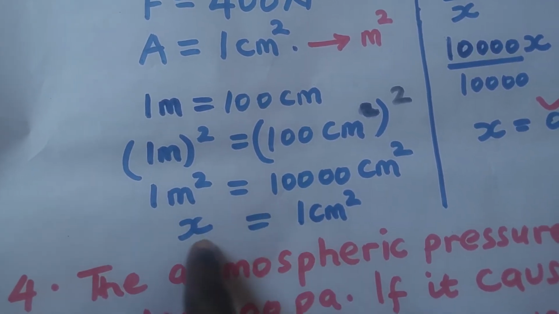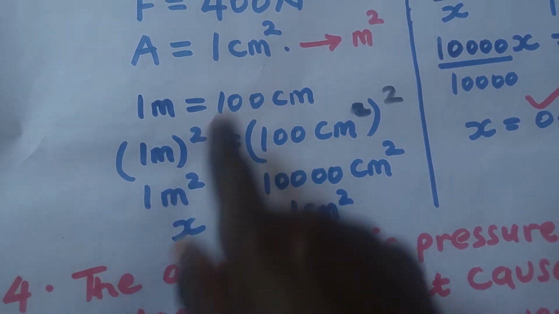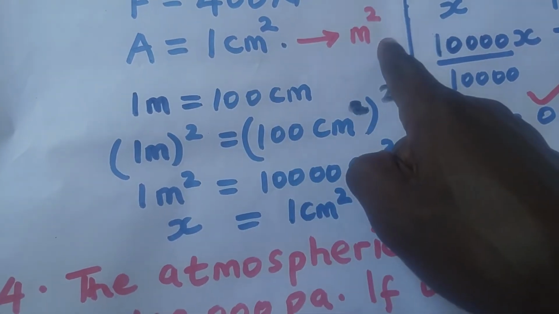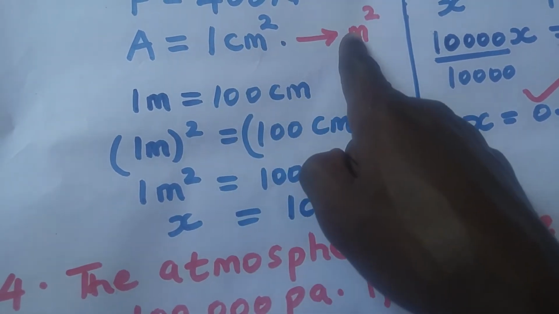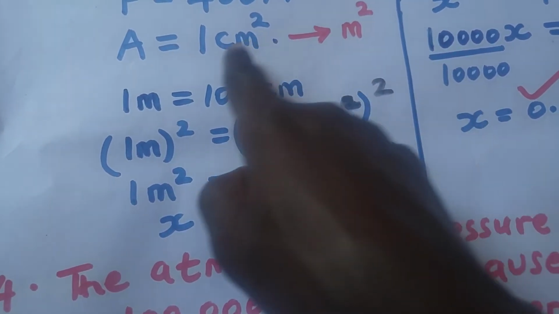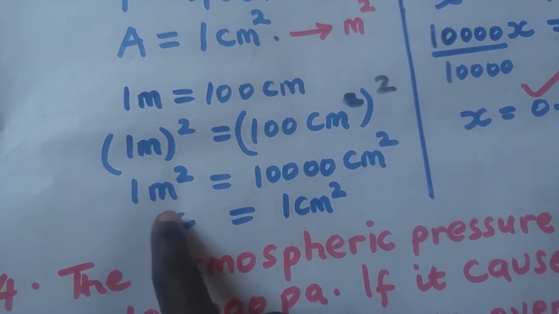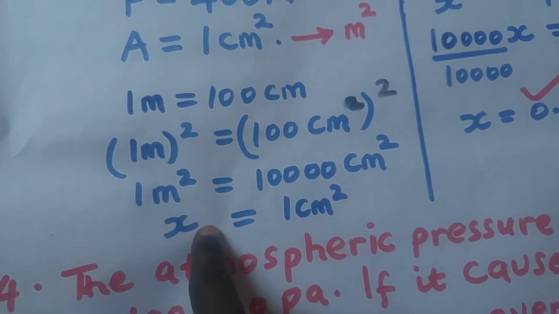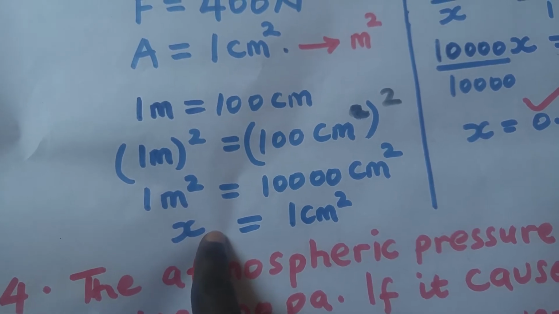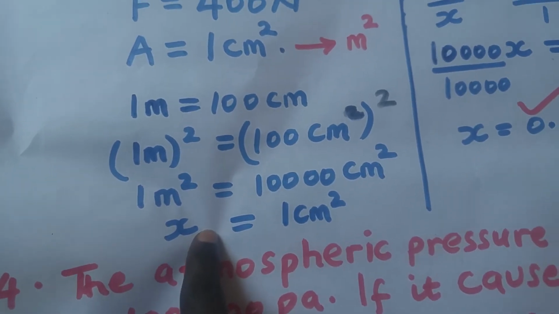Then this side, we shall call it x, because we are converting this to meter squared. But we don't know how many meters squared. When you change this to meter squared, how many meters squared make up this? Because we don't know the meter squared which corresponds to this, we shall call it x. Then after that, we cross multiply.